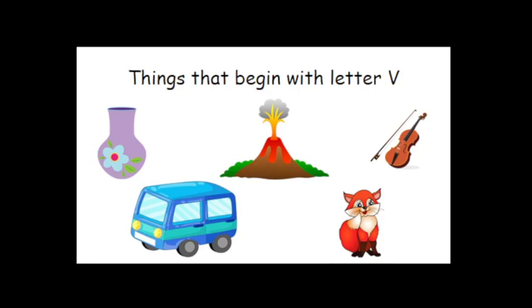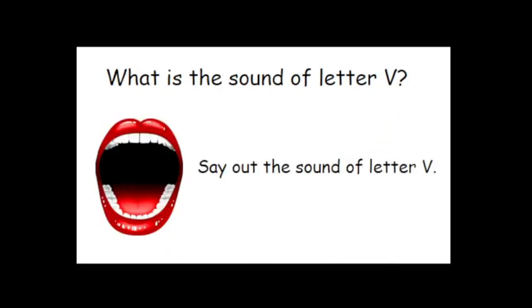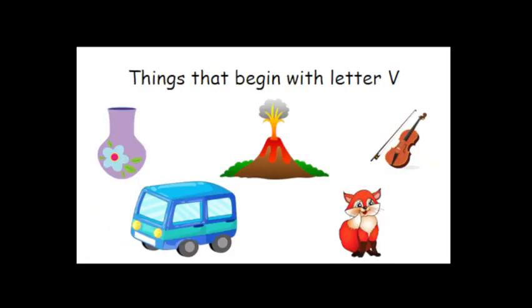So now that you know the things that begin with letter V, what is the sound of letter V? Can you say out the sound of letter V? V. V is the sound of letter V. V, vase. V, van. V, volcano. V, vixen. V, violin.